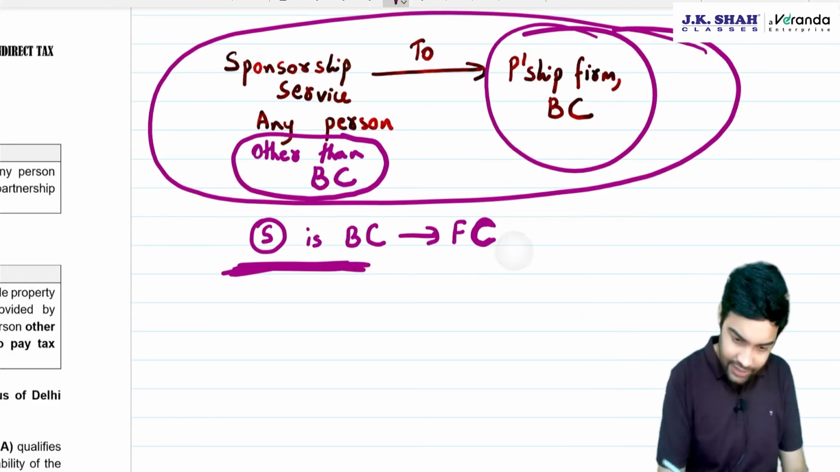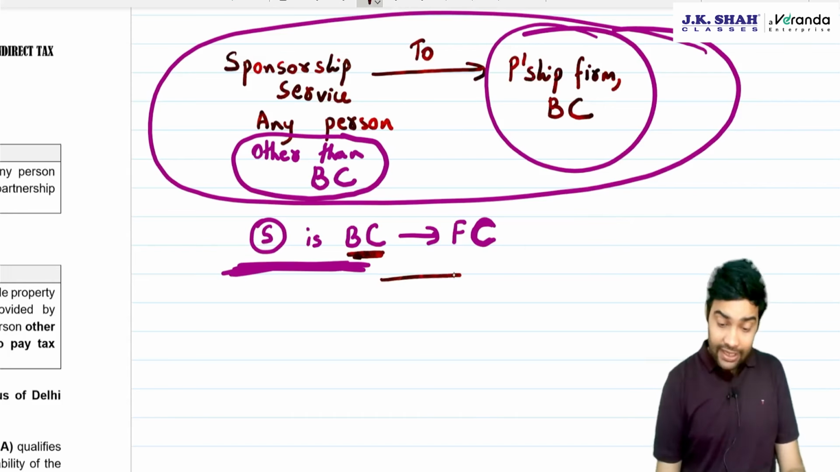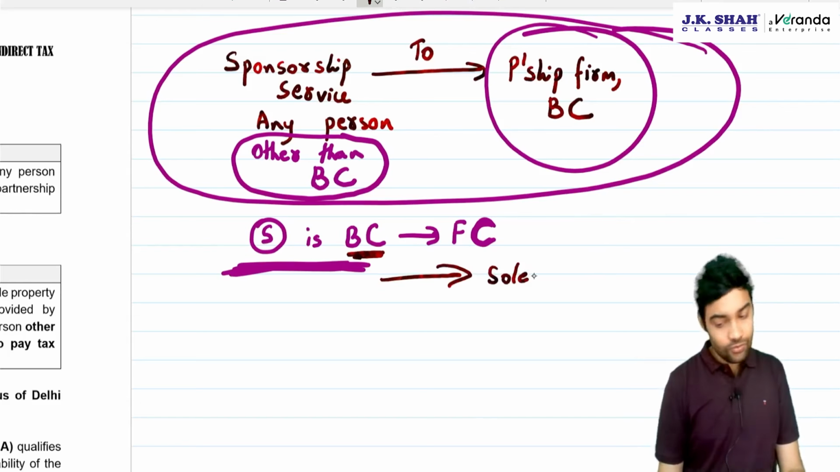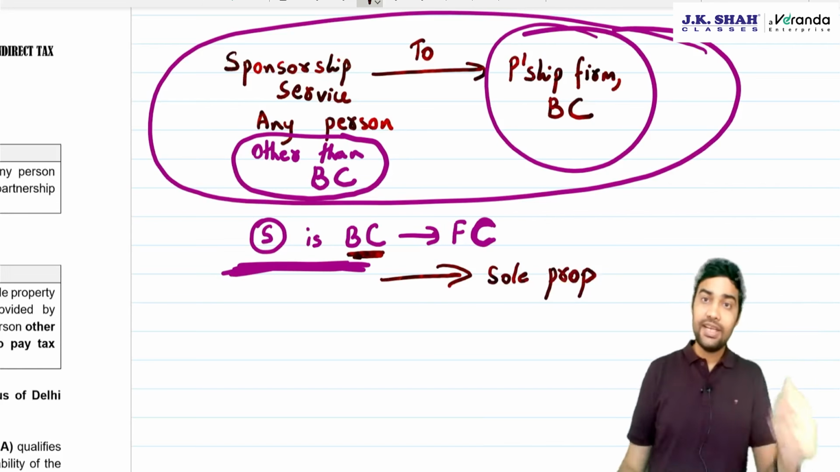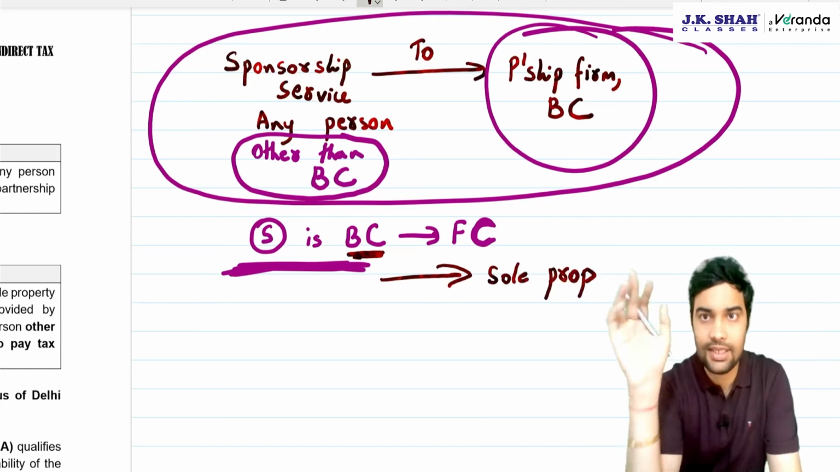Whenever the supplier is a body corporate, forward charge. Whenever the recipient is a sole proprietor, forward charge. Whenever the recipient is a trust, it is a case of forward charge.